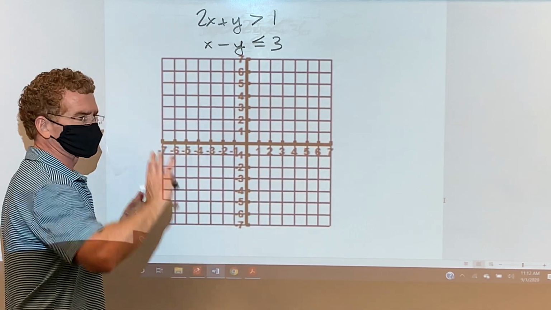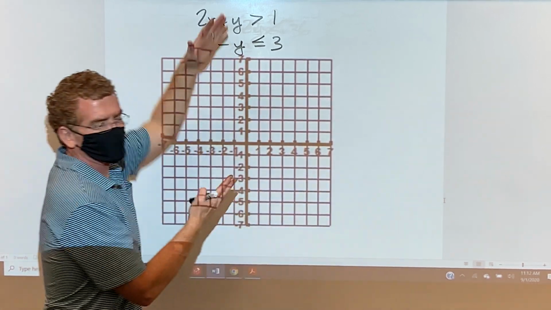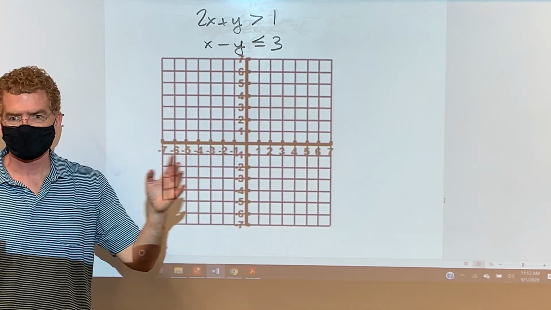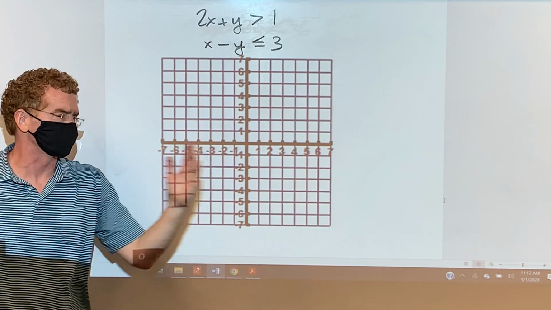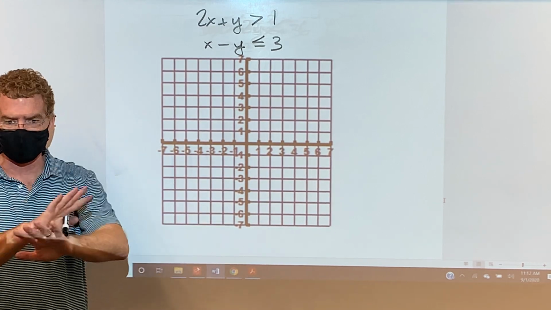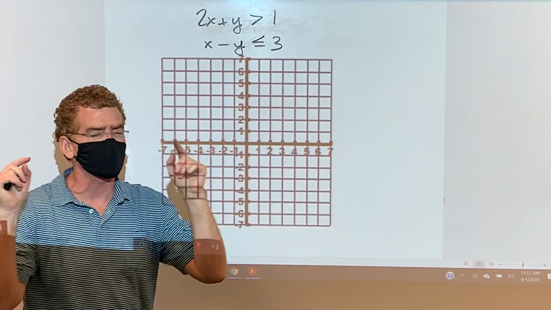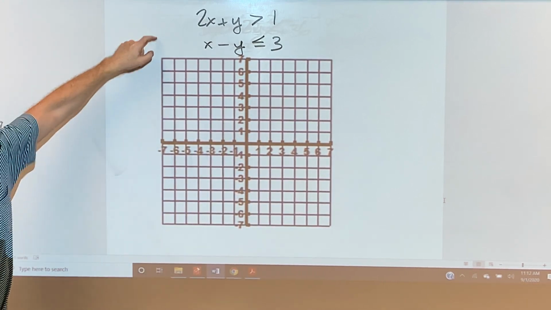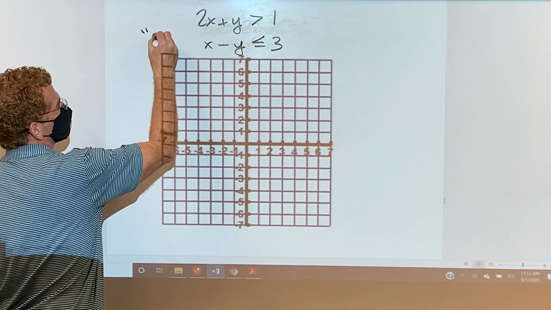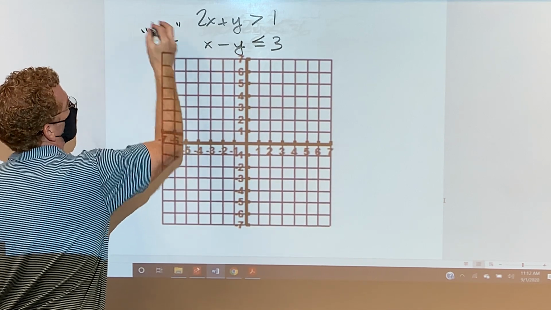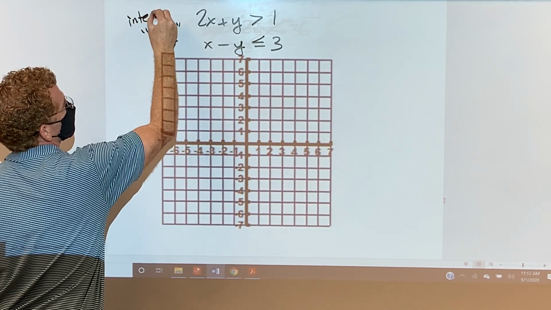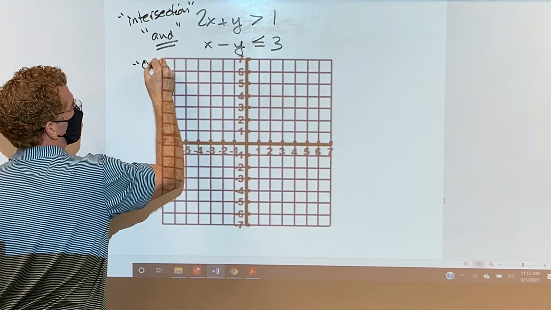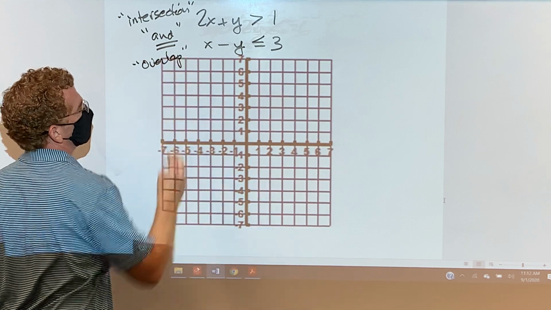So one of these graphs is going to have a shaded region. The other one's going to have a shaded region. And there's going to be a place where the two shaded regions overlap. Maybe. If they don't overlap, then you've got a null set. But if they overlap, where the overlap is, that's your answer. Not all of it, because these read like and statements. So even though they don't say it, you need to think and, which is intersection. Or what we said before, overlap.